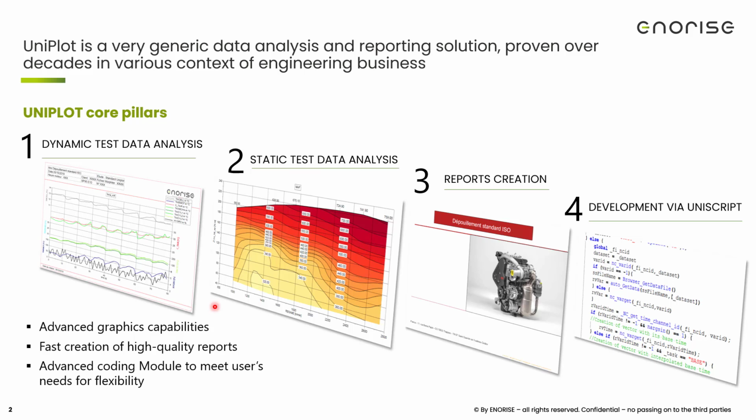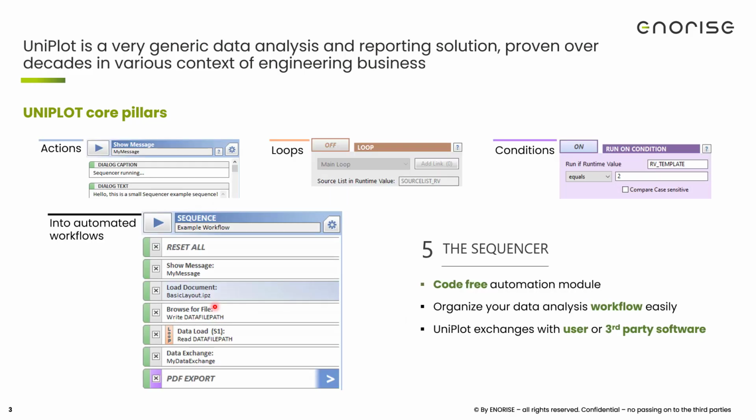But what really makes UniPlot unique is its graph quality and customization. You can tell your story visually with control over every detail. In reality, there is a 5th pillar we added for non-programmers, the sequencer. It's a code-free automation module and lets users build full data workflows visually. If you have ever used Scratch, LabVIEW, or even flowcharts, this will feel familiar. Conditions, loops, file processing, all without touching a single line of code. The sequencer makes automation accessible and intuitive, whether you are an engineer, researcher, or data scientist.